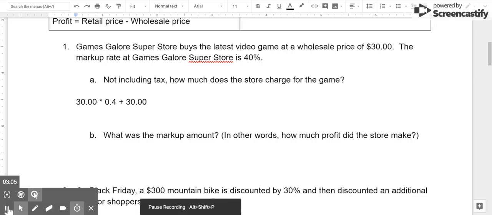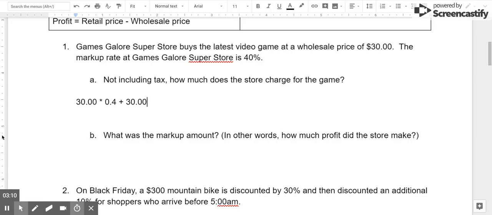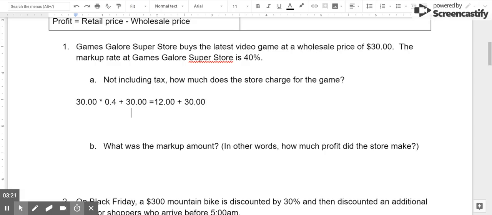Let's calculate that now. 40% of $30 is $12. So what this $12 plus $30 represents is the markup amount plus the original. So in other words, the store will keep a $12 profit, plus they're going to also charge the $30 they paid for the game.